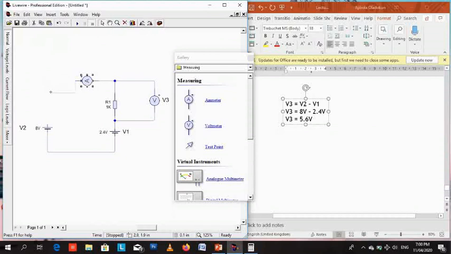And let's just connect an ammeter in the circuit to measure the current through the 1k ohm resistor. This will be I1. Let's call this current I1.